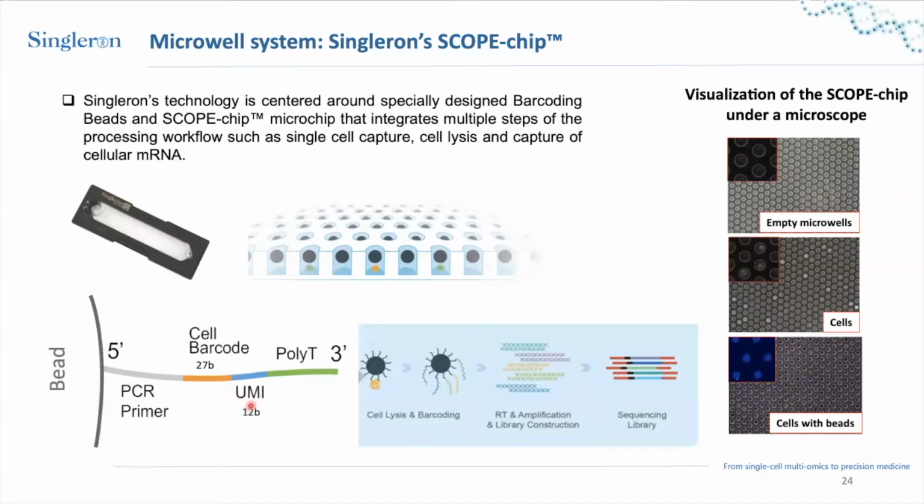So UMI stands for unique molecular identifier, and it's 12 bases, and it is given to every RNA molecule in the cell. So one molecule will get one UMI, but different. So in each well, there will be multiple UMIs, millions of different UMIs, but only one cell barcode. So this is how we identify or trace back to the cell type.